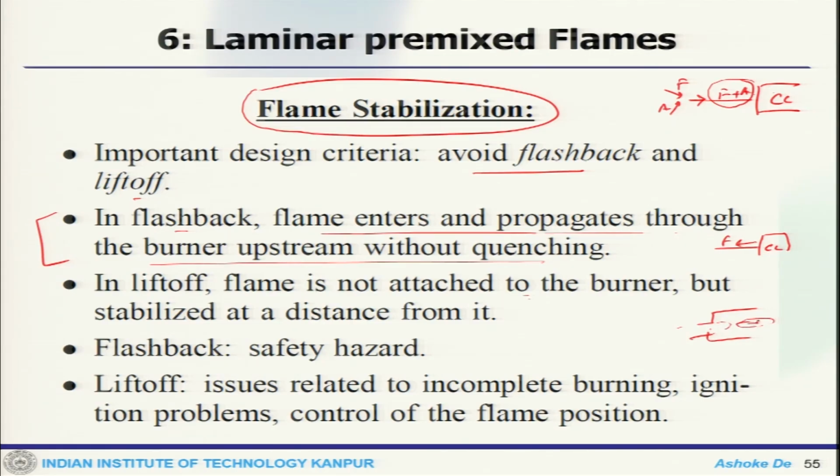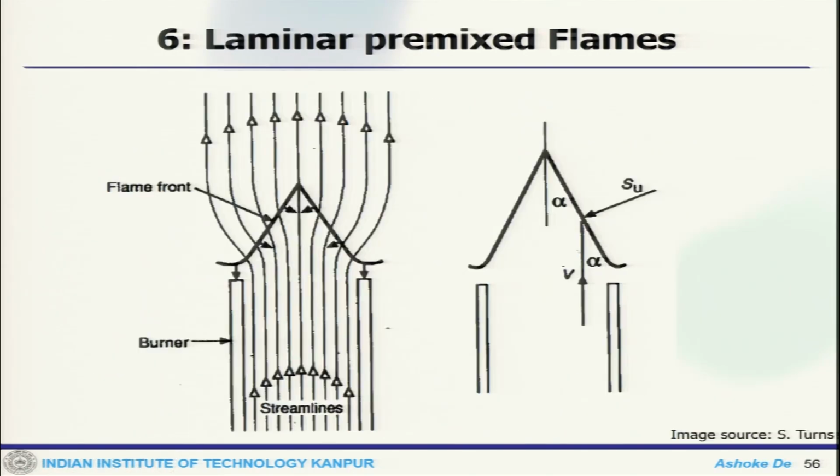So, the flame will be sitting somewhere else, which is also not good for design purposes, because the heat will be generated and hitting this portion of the chamber. So, there are a lot of design issues. Flashback is a safety hazard, while lift off is related to incomplete burning, ignition problems, and control of the flame position. These would be some of the issues that would happen.